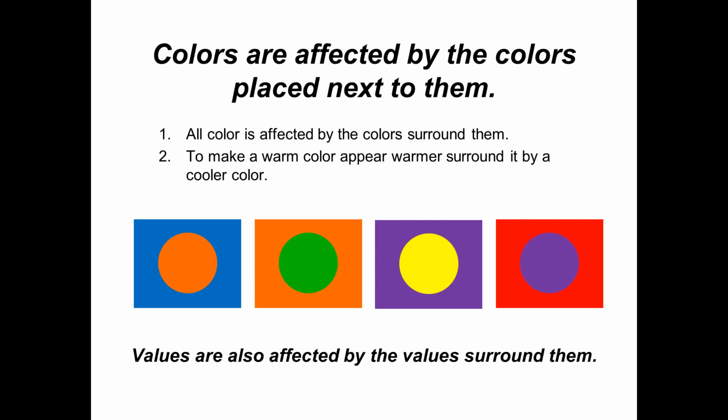So the first 2 concepts. All colors are affected by the colors that surround them. To make a warm color appear warmer, surround it with a cooler color. And you can see that some of these colors are actually vibrating. Values are also affected by the values that surround them. So it's not just color, it's the value as well.